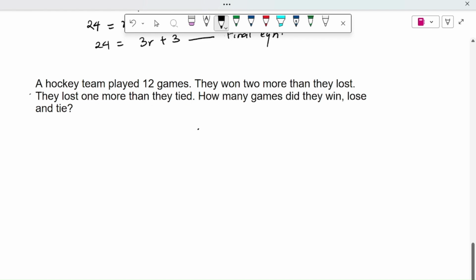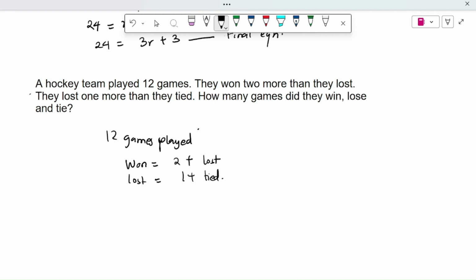The question here says that a hockey team played 12 games. So there are 12 games played. They say they won two more than they lost, and they lost one more than they tied. How many games did they win, lose, and tie?